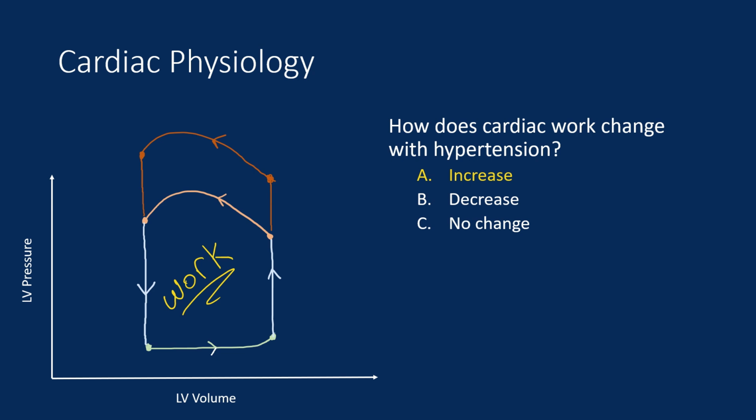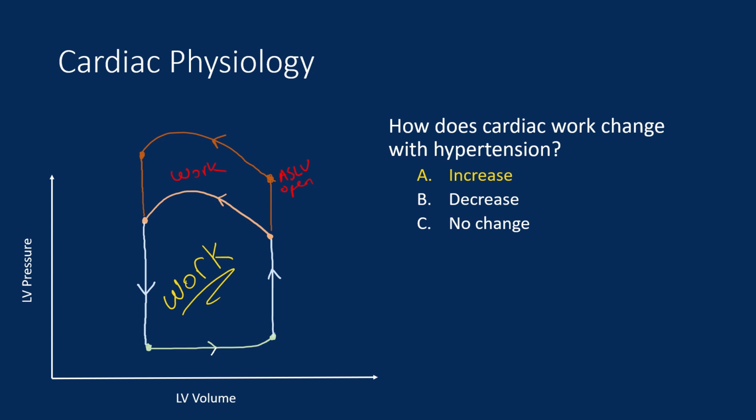So cardiac work will increase with hypertension, and intuitively this is pretty easy to understand. When the heart is pumping against a greater blood pressure, it will need to do more work. And we can see this reflected in the pressure volume loop. With high blood pressure, the ventricle needs to achieve a greater pressure to open the aortic semilunar valve. The entire area of this extra space is the additional work that is being done by the heart.